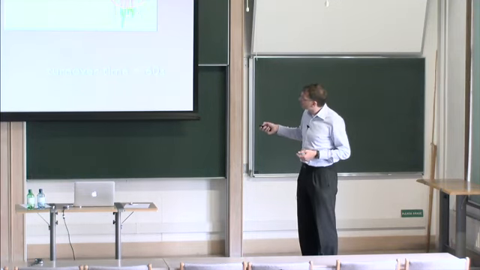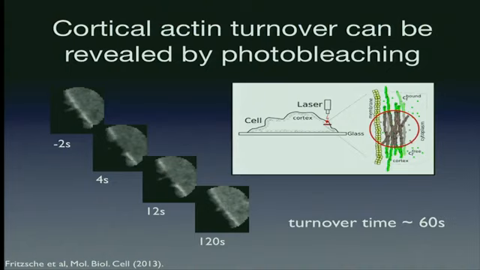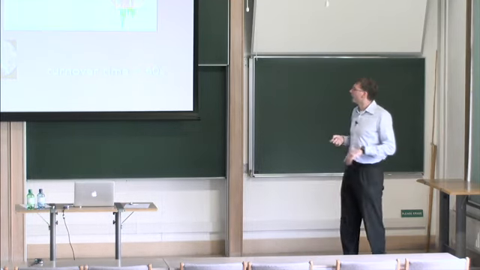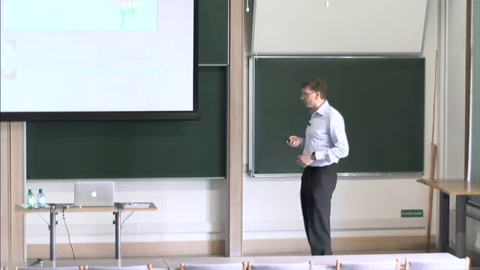So you see here this bright stripe, which is the cortex. Then you use the laser and you bleach whatever has been here. So you see that there is no bright stripe anymore. And as you go further, then you see that the light comes back. And so you see, even though it has a static appearance from the outside, in fact there is constantly turnover of actin going on. And the turnover time is about 60 seconds. So every 60 seconds the whole cortex is really renewed.